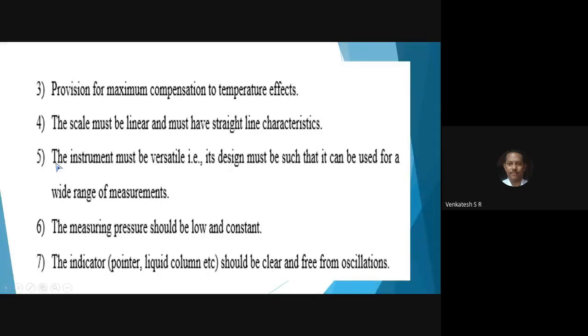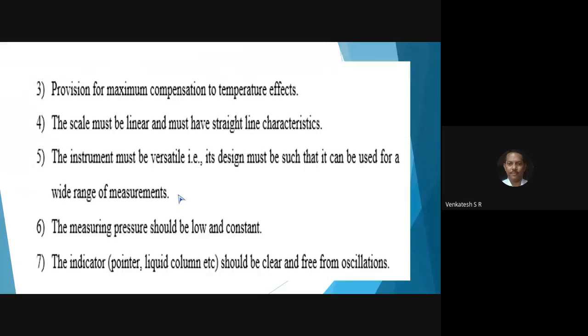Then the fifth one, the instrument must be versatile. That is, the design must be such that it can be used for a wide range of measurements. Say you have a micrometer in the machine shop, which you use for measuring the diameter. Can you use it for measuring the thickness of a sheet? Yes, it is possible. In the same way, the same instrument can be utilized for measuring other components also.